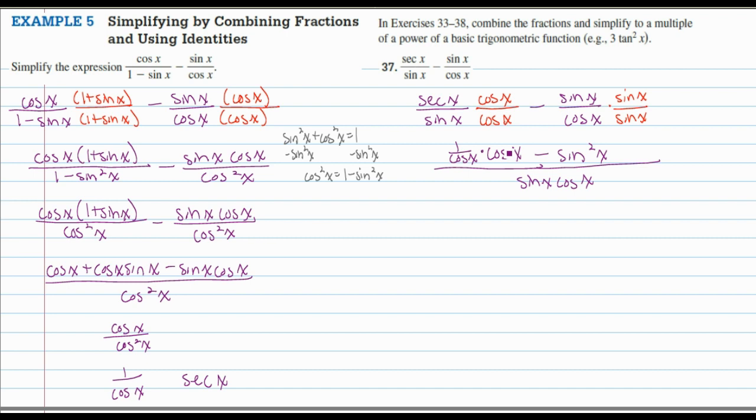Now 1 over cosine of x times cosine of x is 1. So in the numerator I have 1 minus sine squared of x. Then the denominator, I'm going to keep that the same. 1 minus sine squared of x, we've already demonstrated, is cosine squared of x. So one of those cosines is going to cancel out, and I have cosine of x over sine of x, which is cotangent of x.